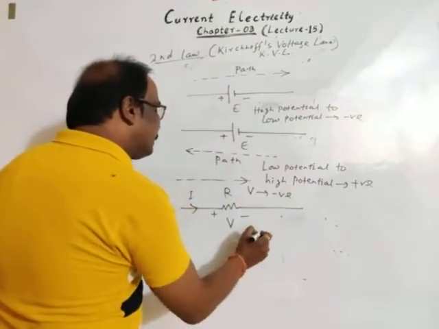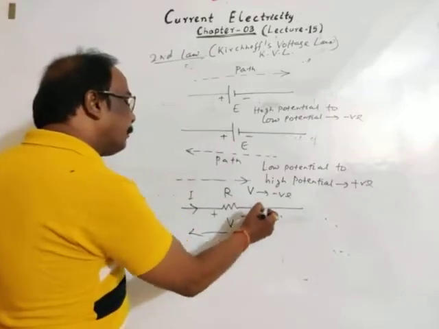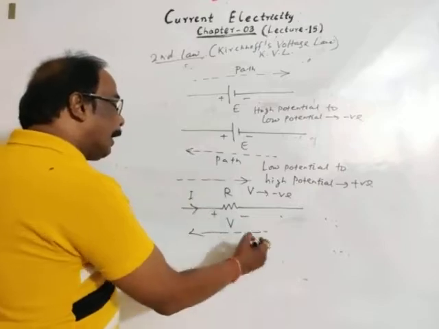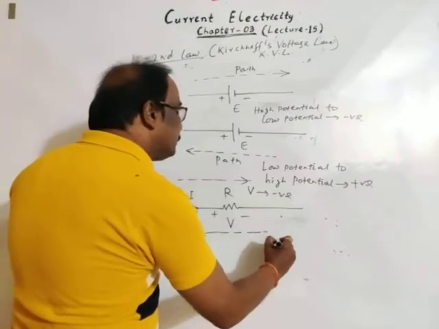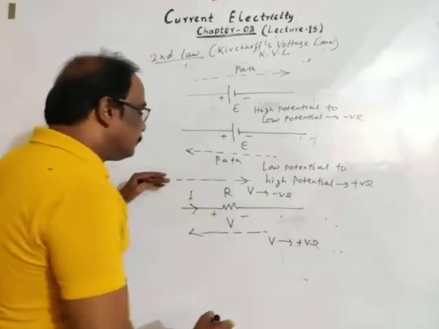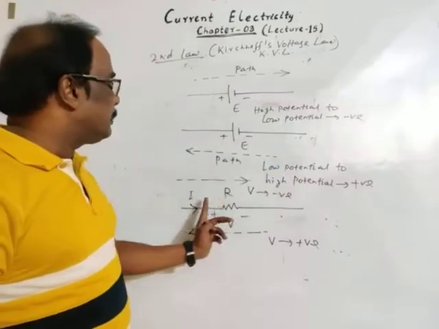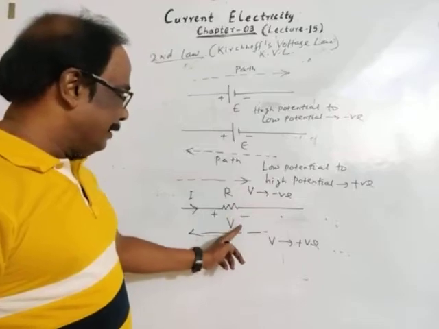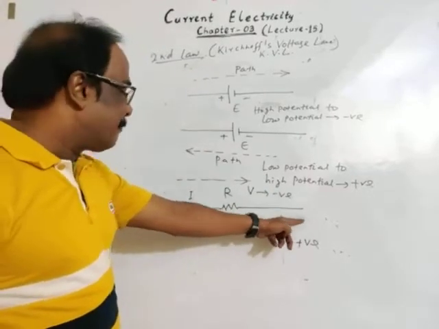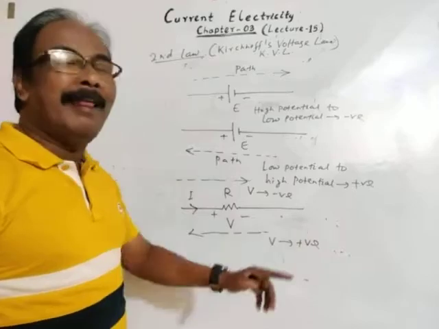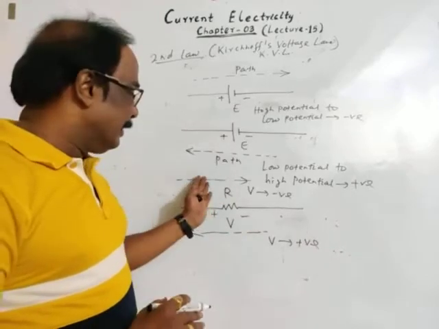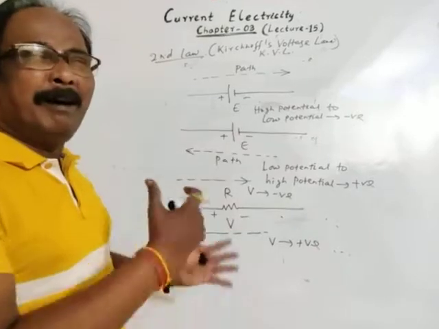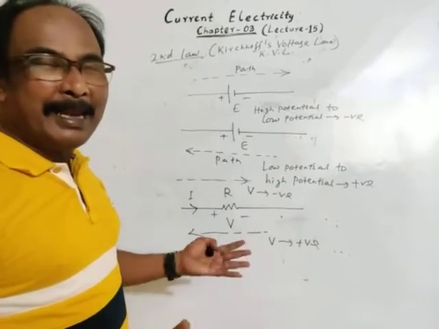If you take this path, it means we are traveling from low potential to high potential. This is from low to high, so in this case the potential is positive. From high potential to low potential, the potential difference V is negative, and from low potential to high potential, V is positive. Loss of potential is negative, gain in potential is positive, or vice versa. You will get the same answer.